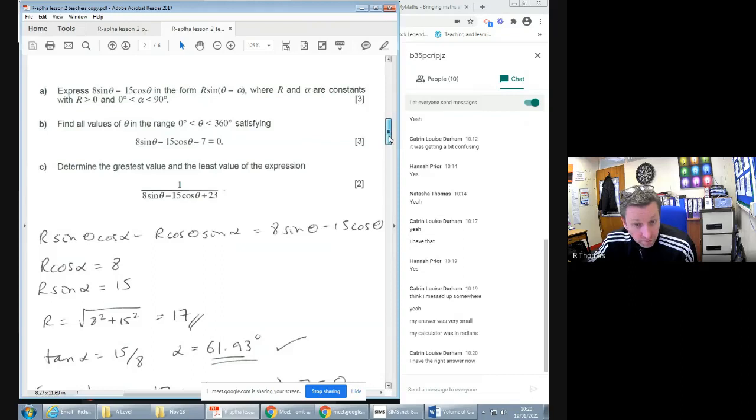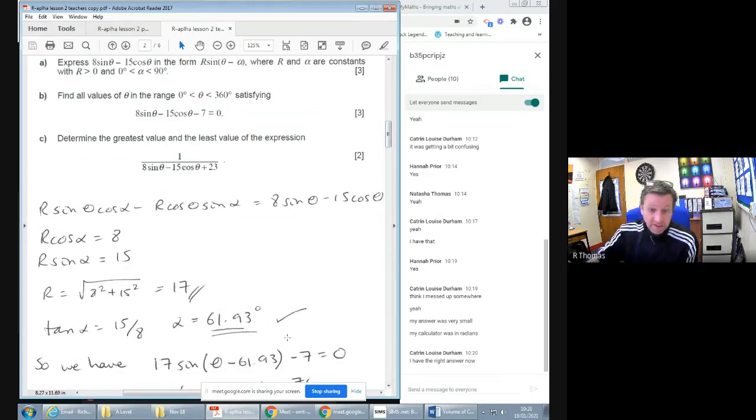And I'm hopeful you'd be able to take it from here now, right? So take the minus 7 over, it becomes a plus 7. Take the 17 over, it becomes a divide. So you've got 7 over 17. Do sine to the minus 1 of 7 over 17. Use your CAST diagrams or graphs to get all values of theta in 0 to 360. And then finally, take over your 61.93 as an add. I'll give you 60 seconds.